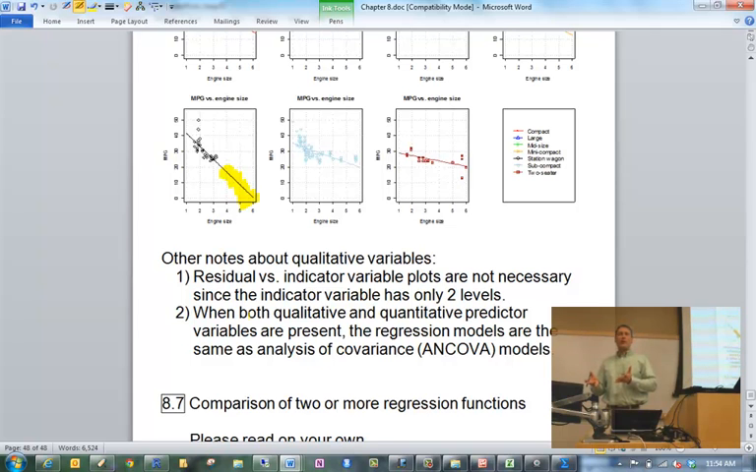So you might be thinking, well, then we would want to do residual versus indicator variable plots. Well, no, you wouldn't want to do that. The reason is that the only way we can include a qualitative variable in our model is with an indicator variable. Also, you can think of it this way. If you have an indicator variable x1, would it make sense to have x1 squared in your model?